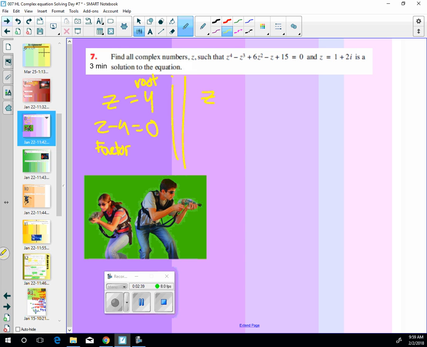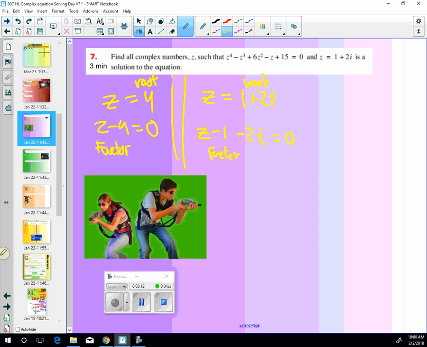z, they said, equals 1 plus 2i. Turn to your neighbor. Is that a root or a factor, and why? What is it? It's a root. It's still a root. So to make it a factor, you set it equal to 0. You go z minus 1 minus 2i equals 0. Now it's a factor. Do you see that? That's the most important thing of this whole lesson today.